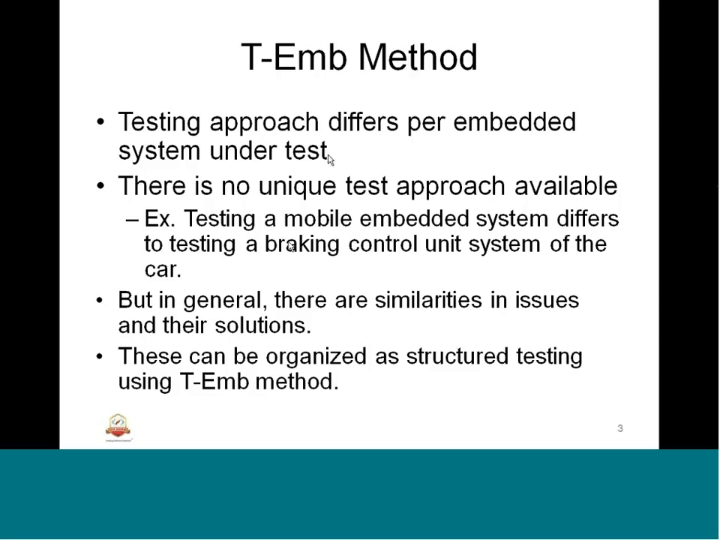For example, testing a mobile differs from testing a brake control system. Mobile is a small device having one or two major processors or a couple of interface devices, and a brake control unit system is one of the major components that is having complex algorithms, etc. Complex interfaces will be used in a car, let's say.